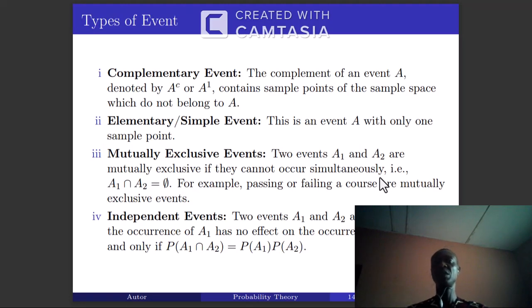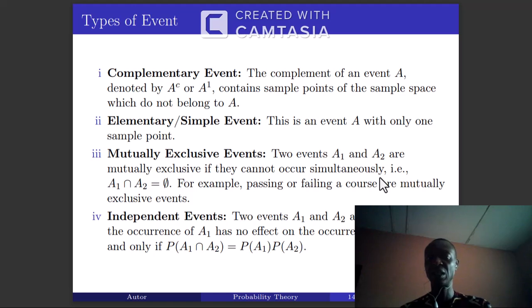Types of events: we have complementary events. The complement contains the sample points of the sample space which do not belong to A. So if the event is rain, the complementary event is not raining. You have an elementary or simple event. This is an event A with only one simple point. Mutually exclusive events: two events A1 and A2 are mutually exclusive if they cannot occur simultaneously.